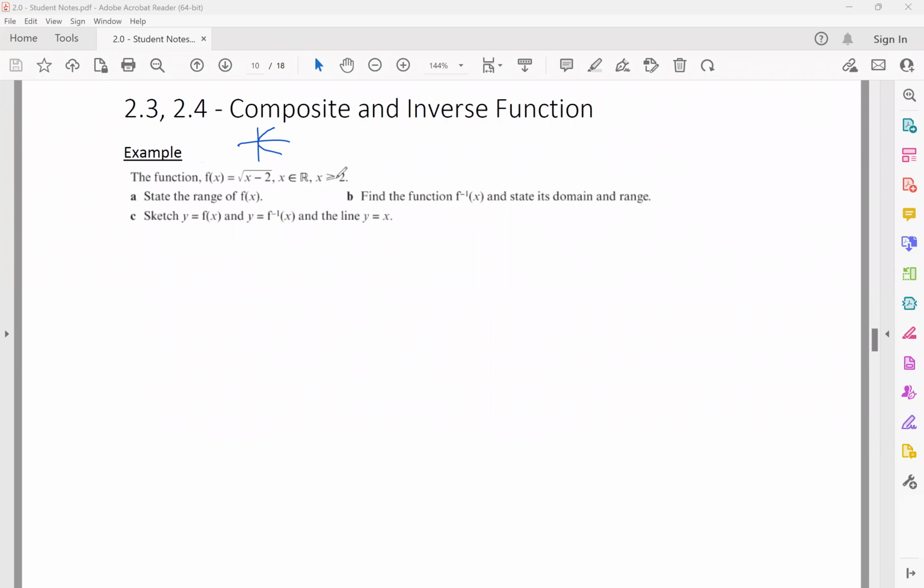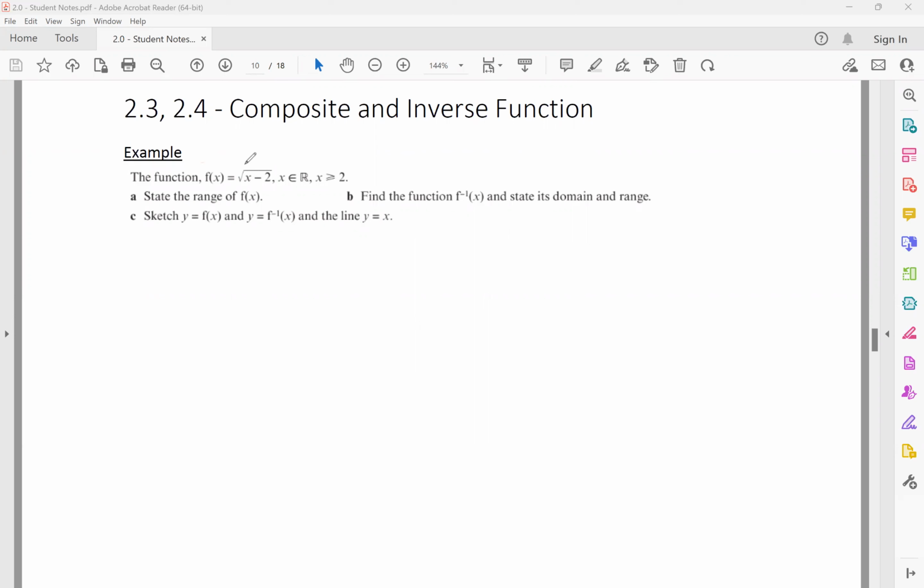But because they specify x has to be greater than or equal to 2, well, actually, they put a positive actually. It doesn't apply in here. Anyway, state the range of f of x. So what is the range of f of x?